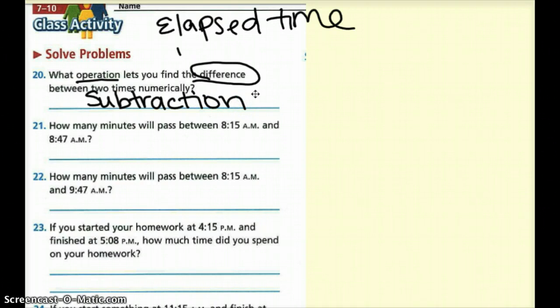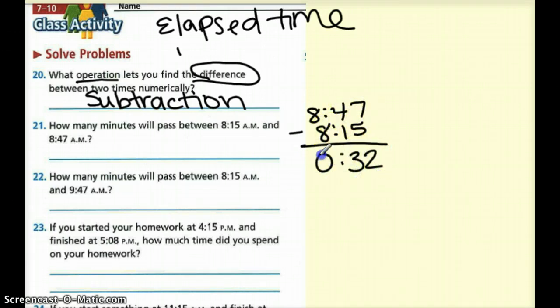So today we're going to work with subtraction to figure out elapsed time. How many minutes will pass between 8:15 a.m. and 8:47 a.m.? Since these are both a.m.s, we can subtract them, and we can take 8:47 and subtract 8:15. 7 minus 5 is 2, and 4 minus 1 is 3. 8 minus 8 is 0, so this would be 32 minutes.